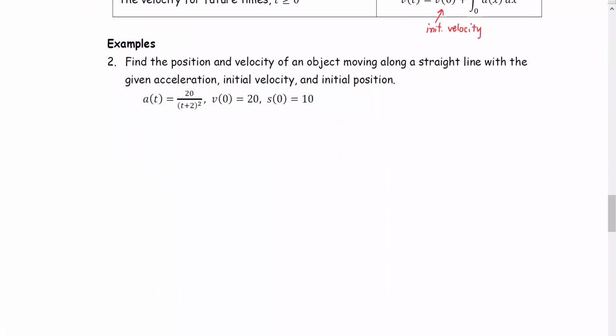Example: find the position and velocity of an object moving along a straight line with the given acceleration, initial velocity, and initial position. The acceleration a of t is 20 over (t plus 2) squared. v of 0 is 20, which is the initial velocity. And s of 0 is 10, the initial position.